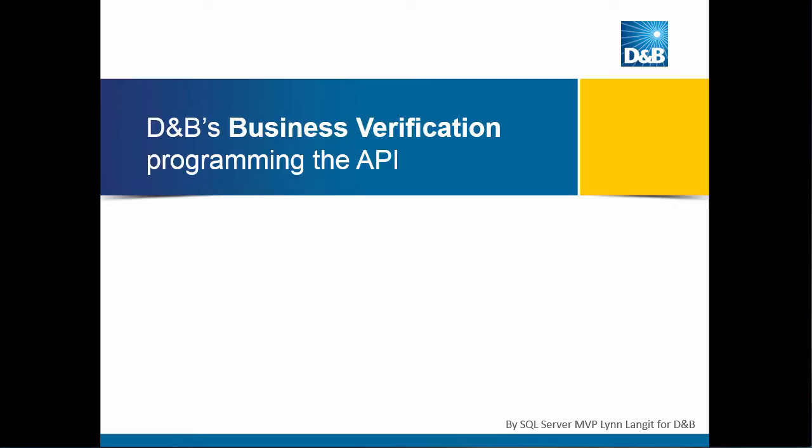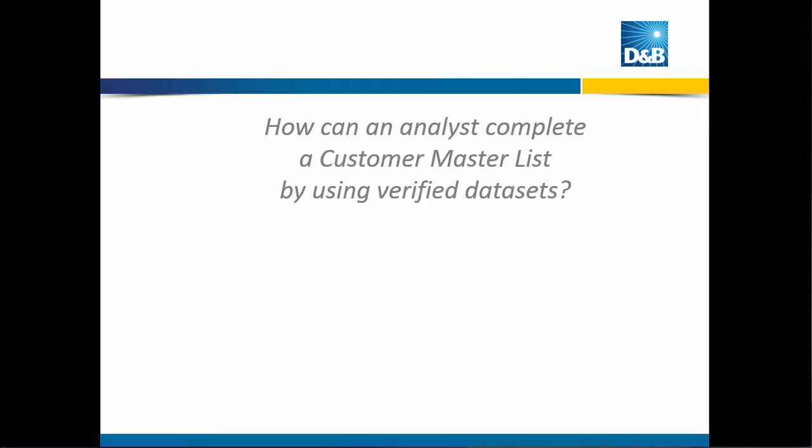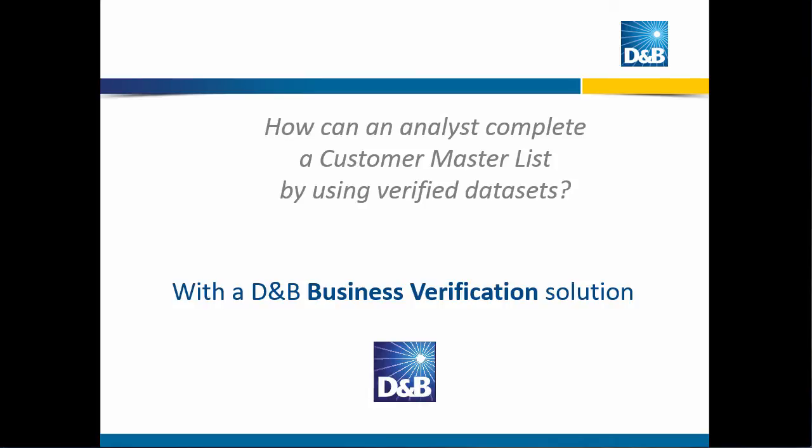In this screencast, I'm going to go over the D&B Business Verification API, and I'm going to show you how to access it programmatically. So the business problem that this API is designed to help us solve is to have a complete customer master list using a verified data set. And the name of the product is Business Verification.